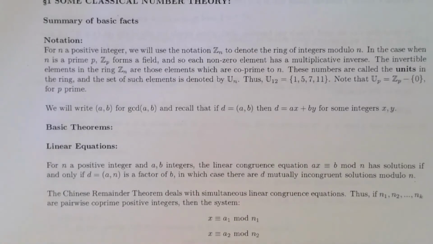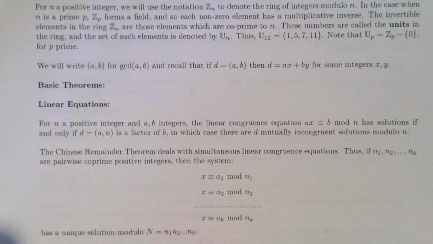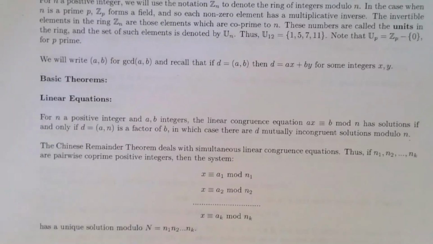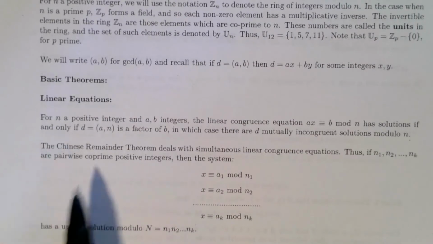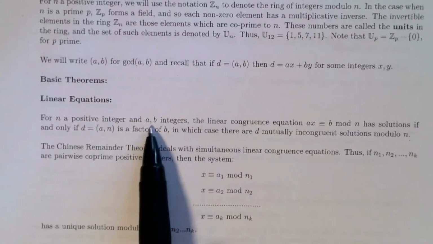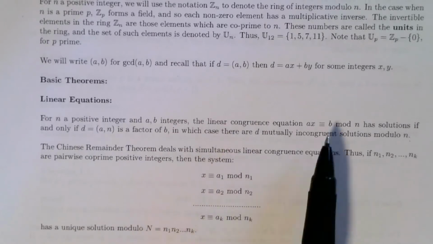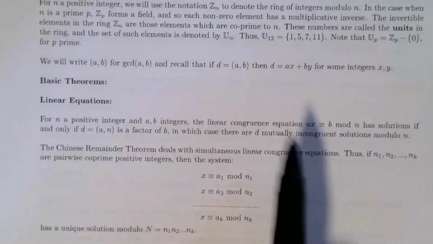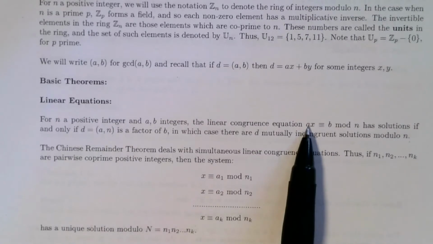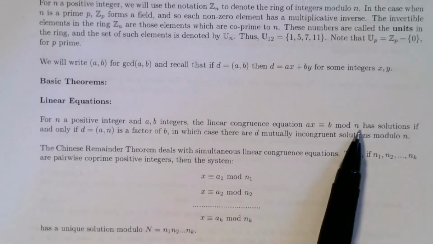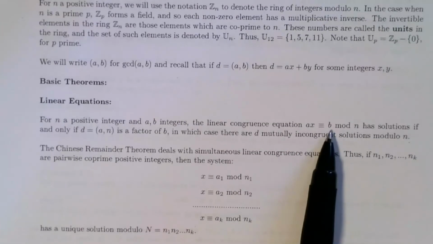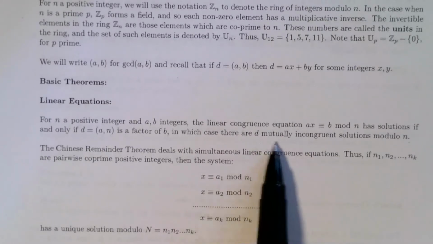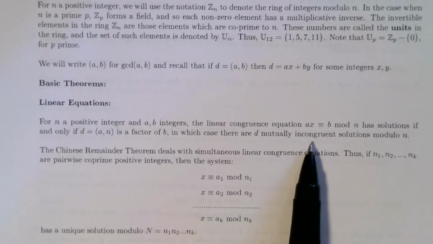A couple of basic theorems, which I won't go through the proofs of. This you would have covered in an earlier course in number theory. So if n is a positive integer and a and b are integers, the linear congruence ax ≡ b mod n has solutions if and only if d, the GCD of a and n, the biggest common factor of a and n, divides b. And in the case when it does, then there will be d mutually incongruent solutions modulo n.